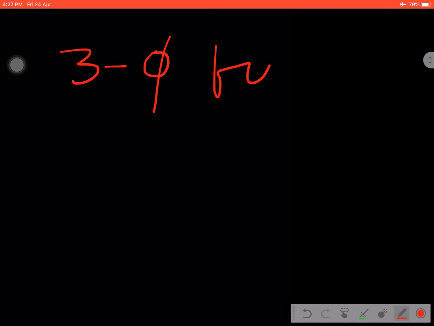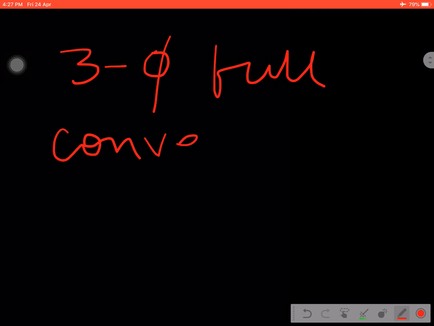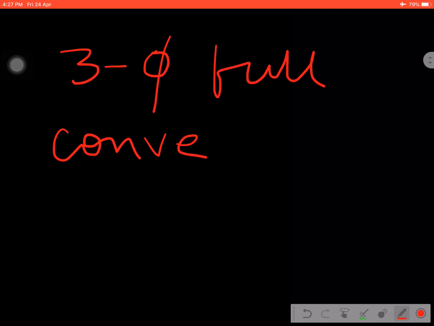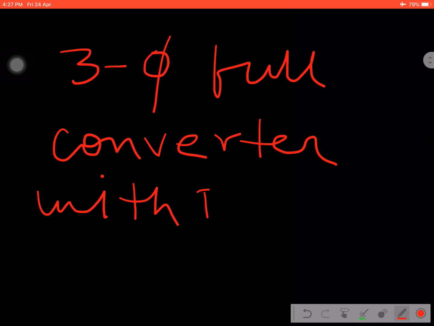Today I am going to demonstrate the topic on three-phase full converter with RL load.